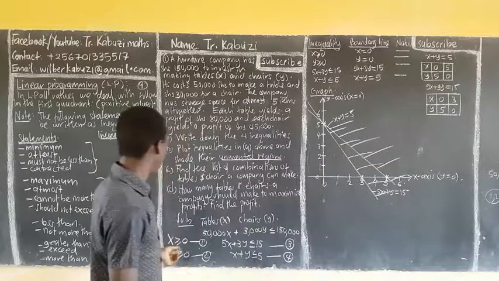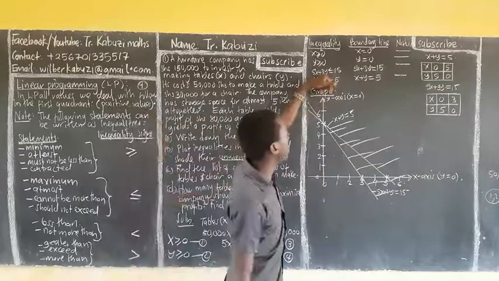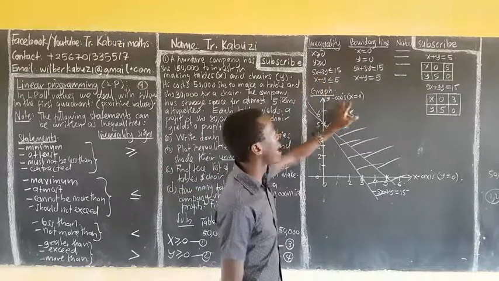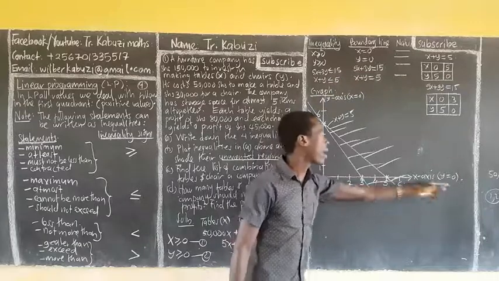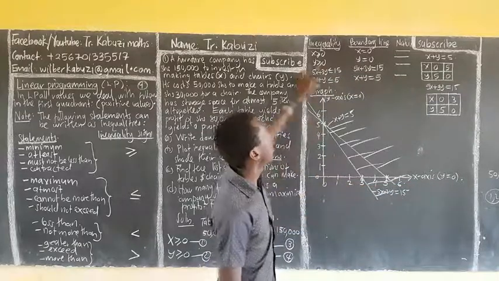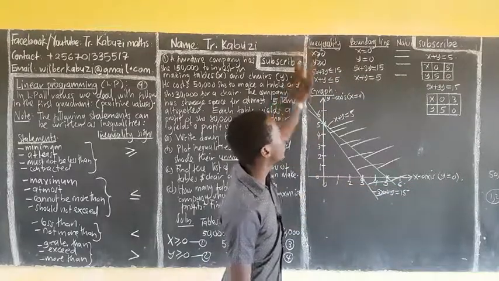Then for these two, when x is equal to 0, this is the line. The y-axis is the same as x equals 0, and the x-axis is the same as y equals 0. For them, they are plotted, but we want also x equal to 0.